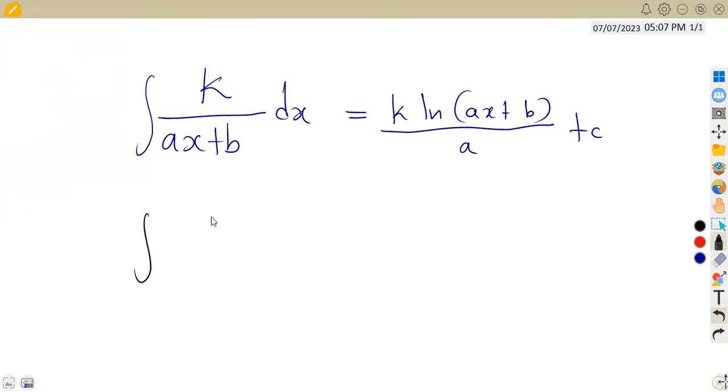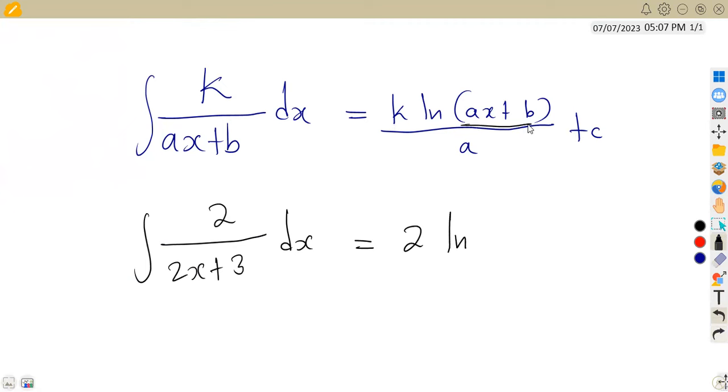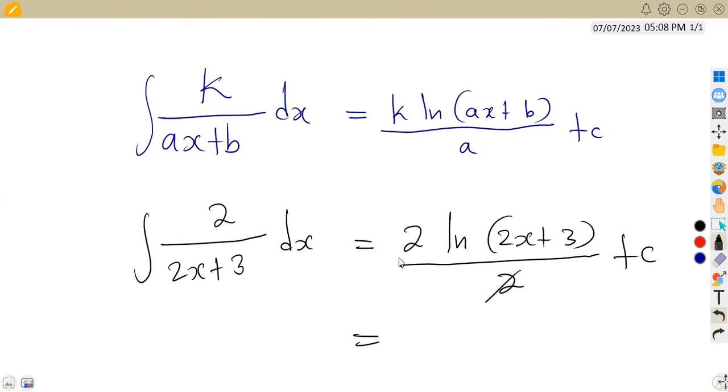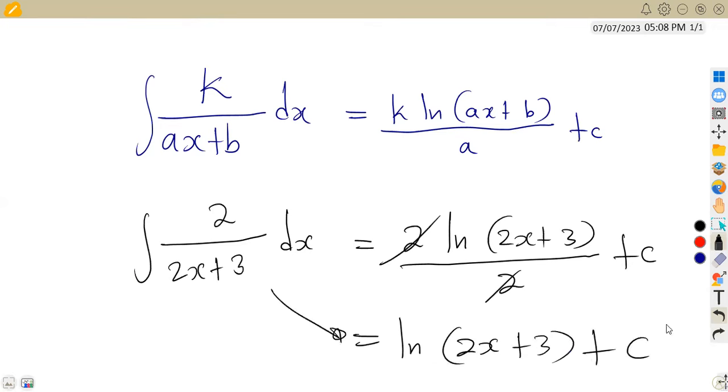Meaning to say, if we are asked to integrate this 2 over 2x plus 3 with respect to x like this, this is going to give us the k, which is our 2 in this case. So we are going to have 2 ln of ax plus b, which is this part as it is. So we are going to have the ln of 2x plus 3 over a, which is this a that is affecting x. What is affecting x here? It's a 2. So this is going to be over 2 plus the constant of integration. So as you can see, this part and this part can cancel, meaning to say we are going to remain with ln of 2x plus 3 plus the constant of integration.